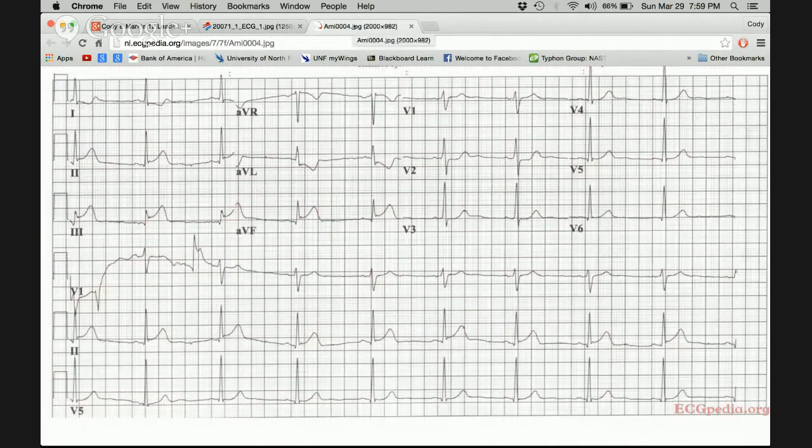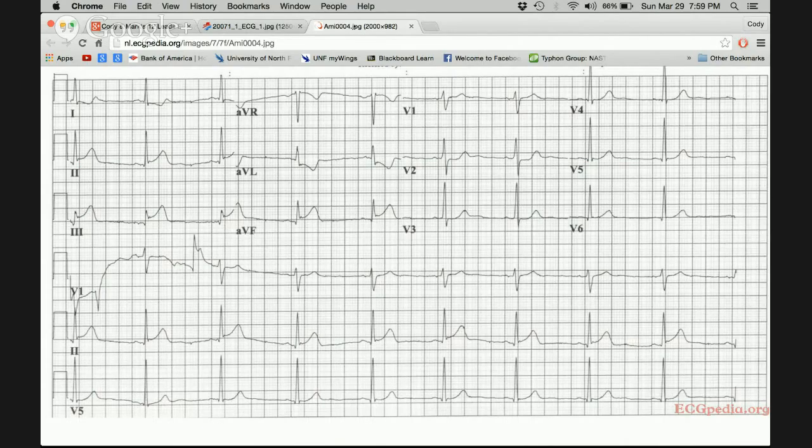Okay, so here's another EKG. We'll start with rate again. This one has a rate between 50 and 60. If you look from R to R, you see that the rhythm is regular. There is 1 P wave for each QRS and 1 QRS for each P wave.